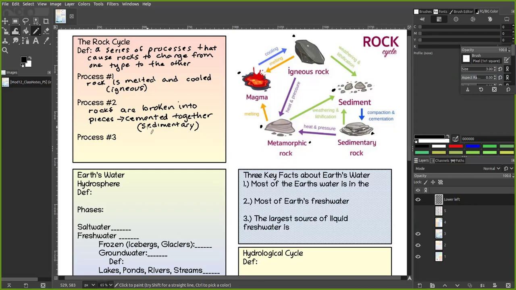Then remember the third process, which is going to bring us to the metamorphic rock. Rocks are changed by temperature or heat and pressure. So rocks are changed by temperature and pressure. And of course, that becomes metamorphic rocks.